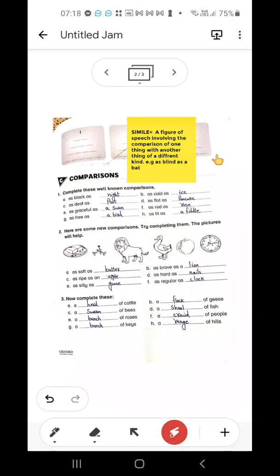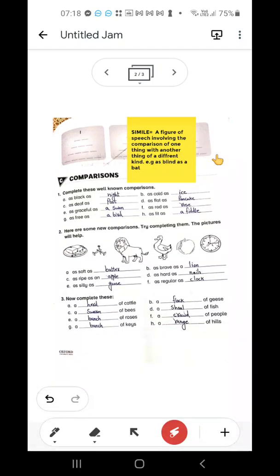So there are some well-known comparisons. The first is as black as night. B is as cold as ice, as deaf as a post, as flat as a pancake, as graceful as a swan, as red as a rose or blood as well, as free as a bird or air as well, as fit as a fiddle. Students, you see, all these comparisons are somewhere around you. But from now onwards, you need to keep them in your mind as comparing items. Okay?